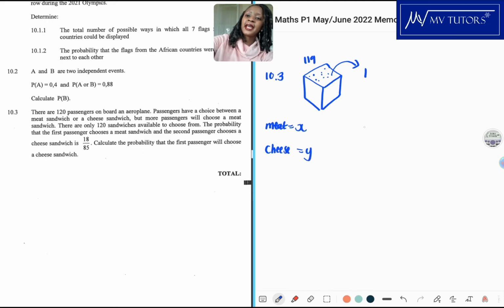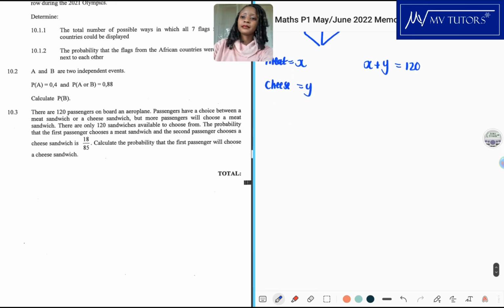Okay, and I know at the end that X plus Y gives me 120 because I have 120 sandwiches. All right, so let us see, how are we going to solve this? Firstly, the probability that meat would be chosen is however much. So that's the first person. The hostess comes in with 120 sandwiches and gives one to the first person, who wanted meat.